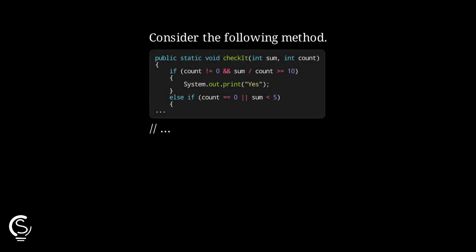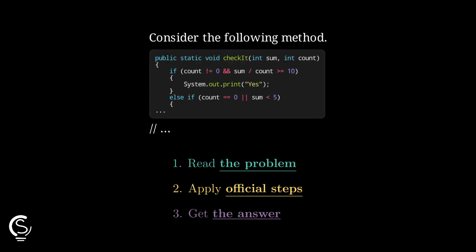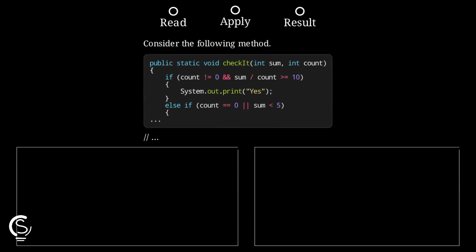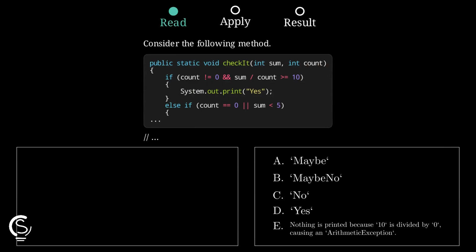Java code can be tricky when dividing by zero, but this specific problem is actually quite simple to solve if you follow the logic carefully. Starting with the call check at 10-0, we assign 10 to the variable sum and 0 to count. We must evaluate the first if statement condition to see what happens next.